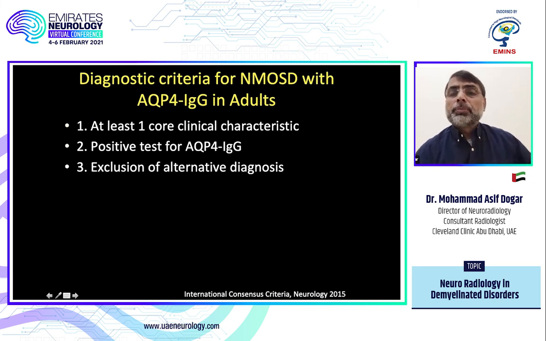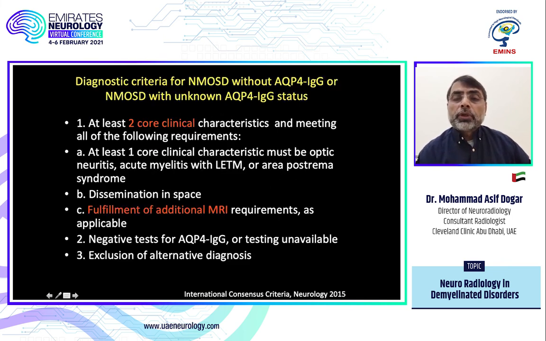So a little bit about the NMO or the NMOSD, the spectrum disorder. There are two types. They can have positive IgG. In these cases, you need only one typical clinical symptom and positivity for aquaporin 4 IgG, then you have the diagnosis of NMOSD. And if they are negative for antibody, then you should have two or more typical clinical symptoms. And then there should be some other criteria on the MRI that I will show you soon here.